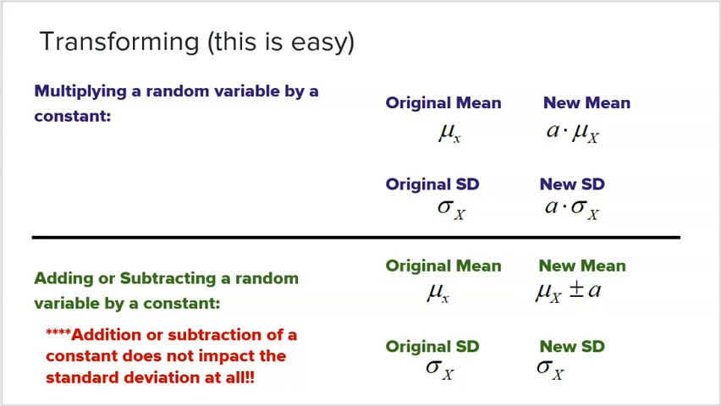However, if you're adding or subtracting a constant to a random variable, it's important to note that addition or subtraction of a constant does not impact standard deviation. For example, if we're going to add or subtract a constant A, the mean will go up or down by that constant A. So if the original mean is mu, then the new mean is simply mu plus or minus A. If you're adding, add A. If you're subtracting, subtract A. But standard deviation remains unchanged. So adding or subtracting does not change the standard deviation. Again, this is a topic we've already covered. So your old standard deviation and your new standard deviation will be exactly the same. It would not impact it at all.